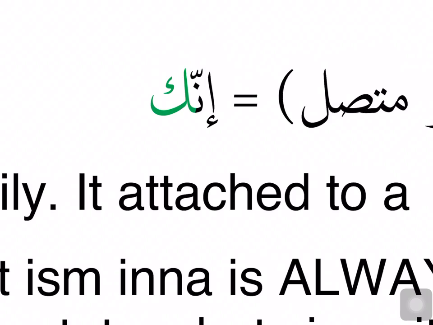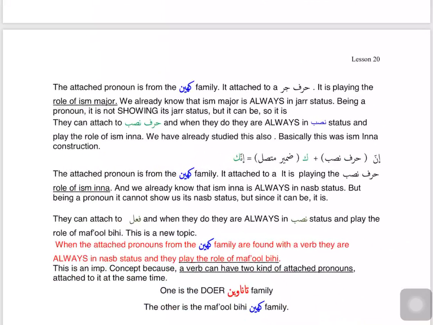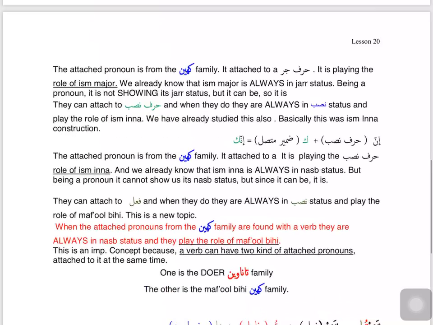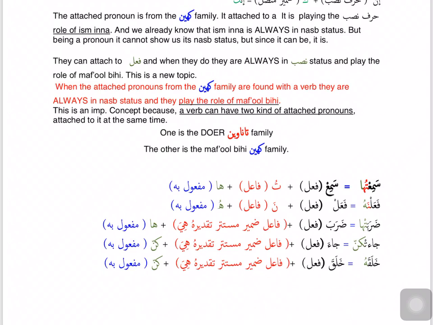Now the fourth thing that the kaheen pronouns can attach to is a verb. We are not talking about the tanaween right now, we're just talking about the kaheen. The tanaween pronouns, you will only see them attached to verbs, and they play the role of fa'il. In the 14 forms of the verb we did, we saw the tanaween pronouns attached to the fi'l as a doer. So let's look at the kaheen pronouns here.